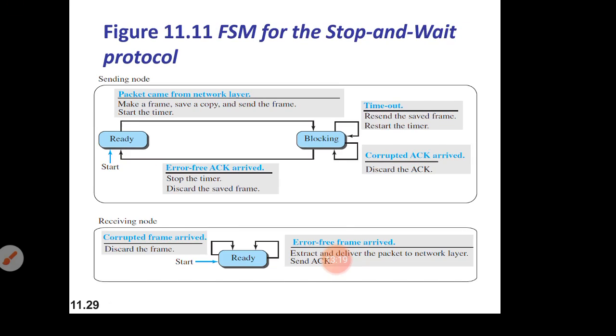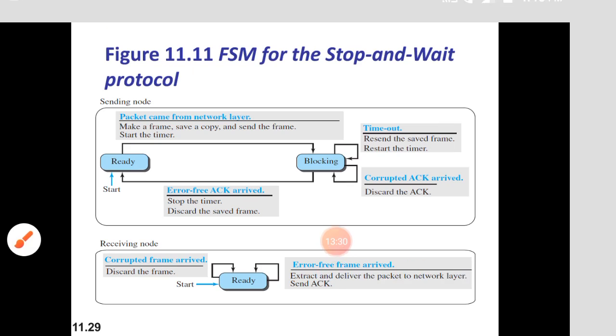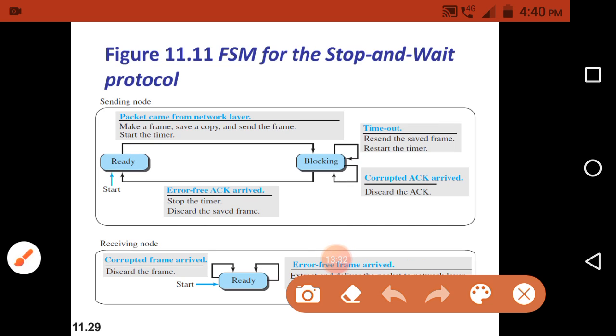So this is the finite state model for the sending node, okay. Whenever the sender is in the sending ready state, it will wait for the packet from the network layer. When it gets the packet, it will encapsulate that packet into a frame, save that copy and send that frame, and again it will start the timer and move to the blocking state. In the blocking state it will wait for the acknowledgement from the receiver.